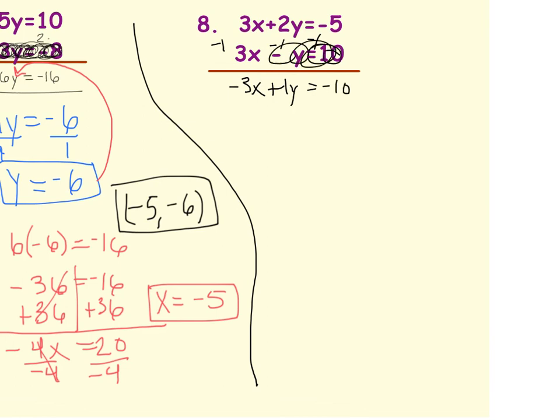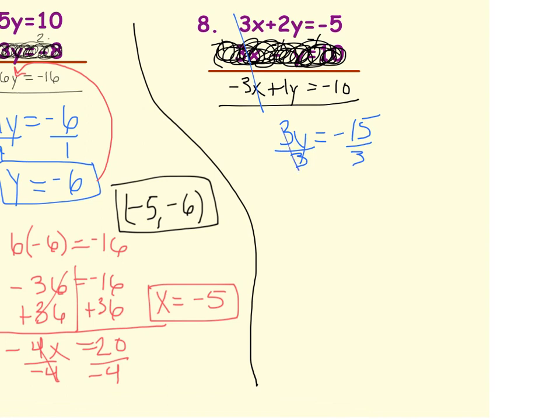Again, you no longer need this equation. And then you can just add straight down. Notice how your x's are going to cancel. 2y and 1y make 3y. And negative 5 and negative 10 plus a negative 10 equals negative 15. If you don't believe me, check your calculator. Divide by 3, divide by 3, y equals negative 5.